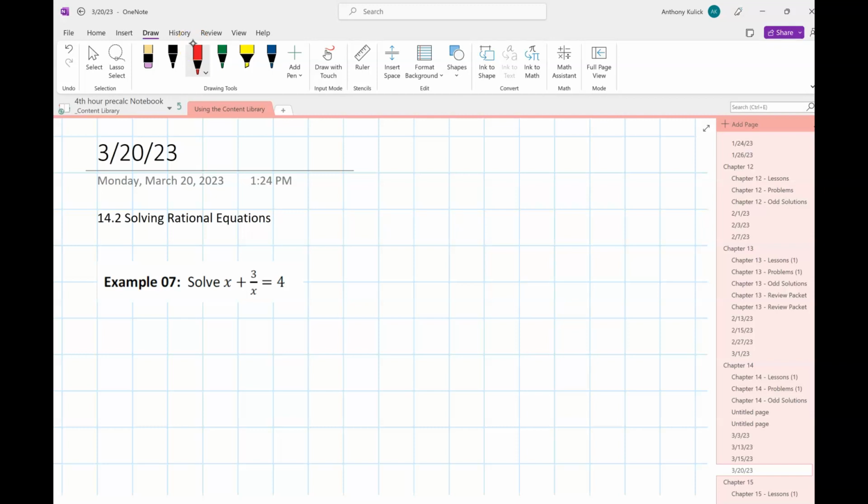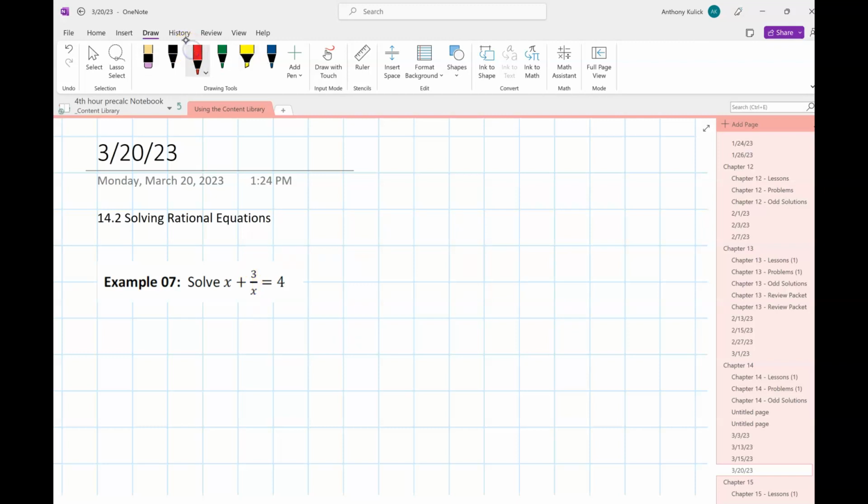So when we talk about a rational equation, we just mean an equation that involves one or more rational functions. Everybody's okay with that? So this one right here is a rational equation because we have the one rational function, 3 over x. Sound good?